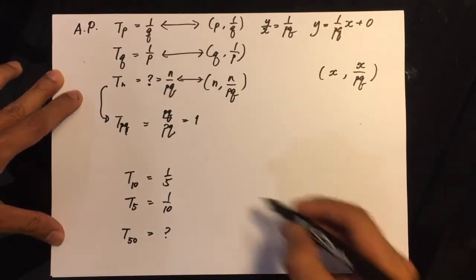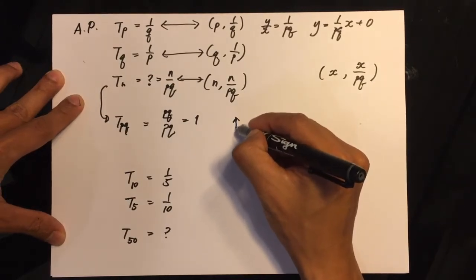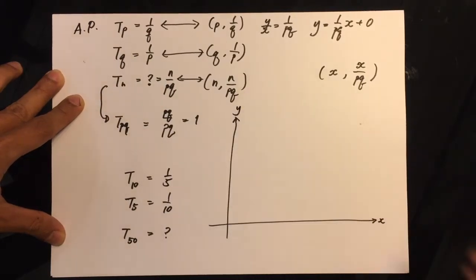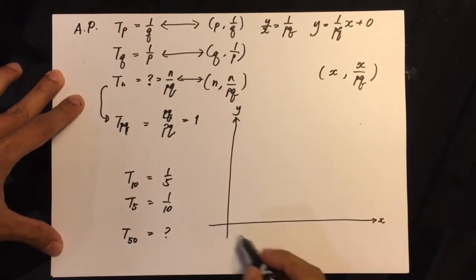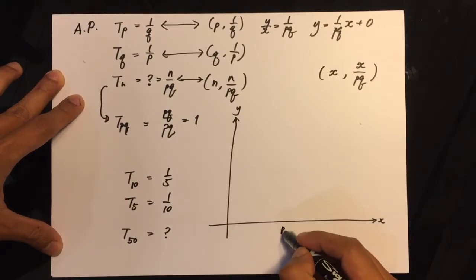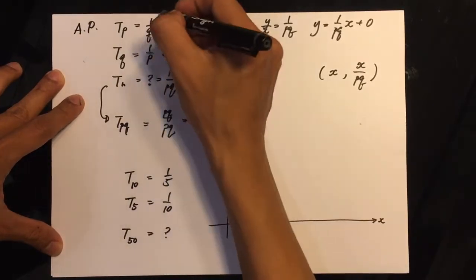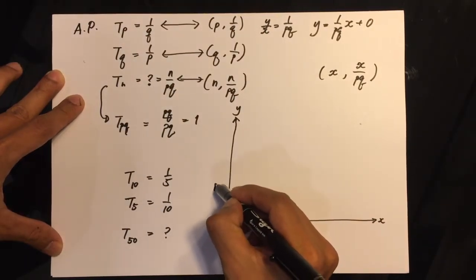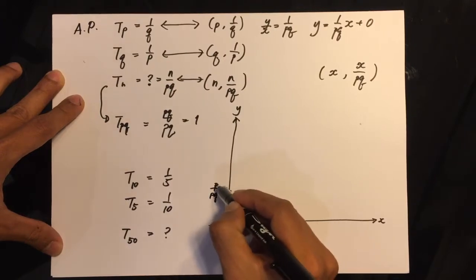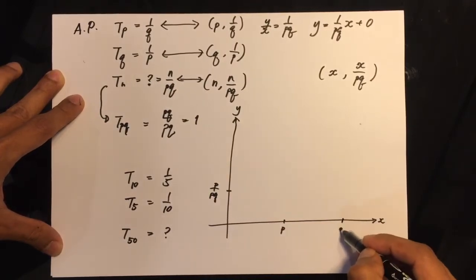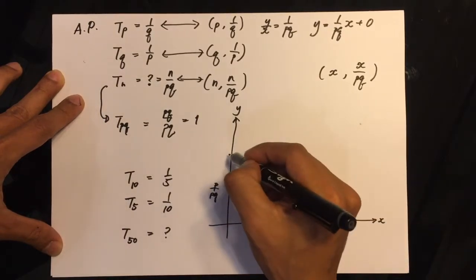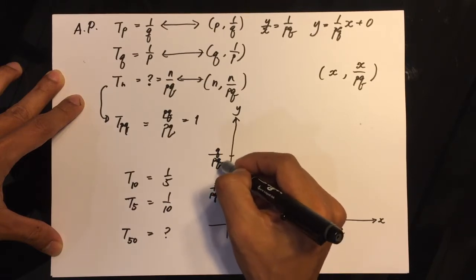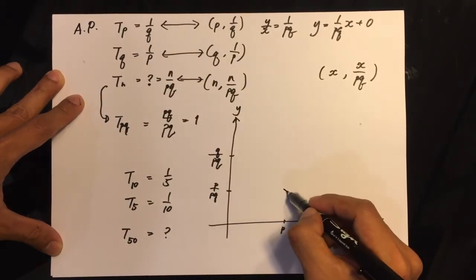How else can we visualize this? You can visualize this again as a straight line, x and y, and the pth term, which is P right there, happens to be 1 over q, which we can write as P over PQ, that's 1 over Q. And the qth term happens to be Q over PQ, which is 1 over P.